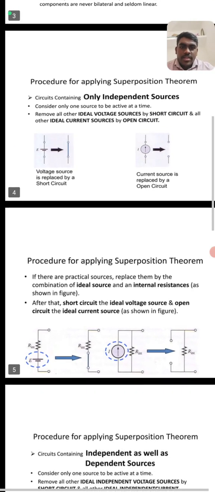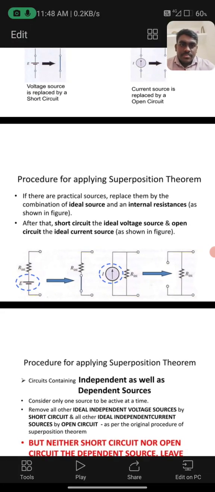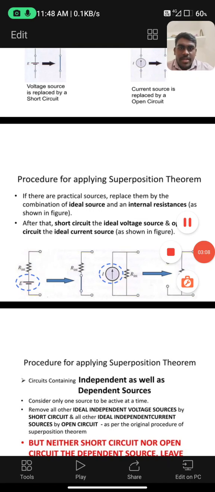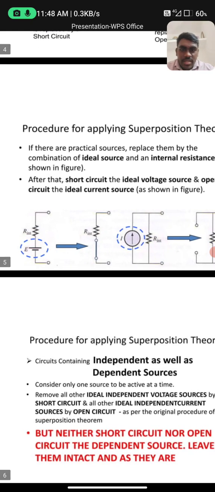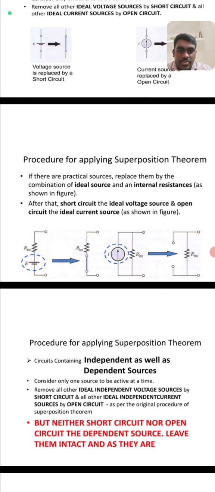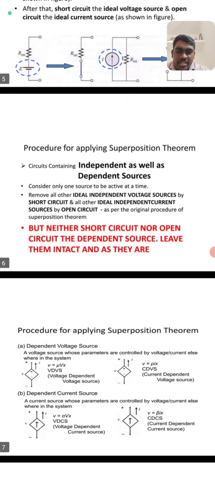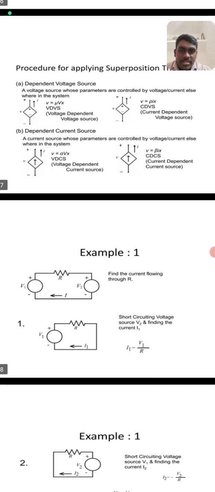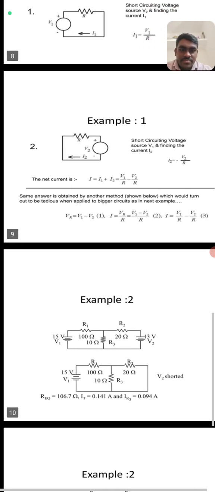The next step is a simple circuit to understand this theorem. If there are practical sources, replace them with the combined source and internal resistance as shown in the figure. We can see the source and resistors R1, R2, R3, R4 connected in parallel, and the ideal voltage source, open circuit, and ideal current source as shown in the figure. This is an example. I will give this PDF in the description. You can check it out.